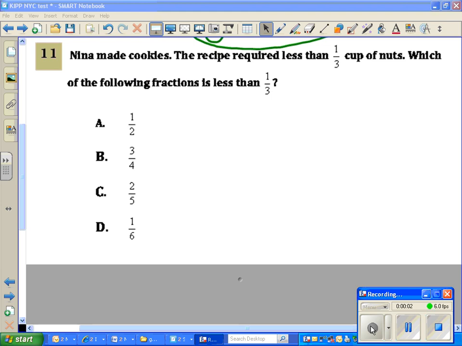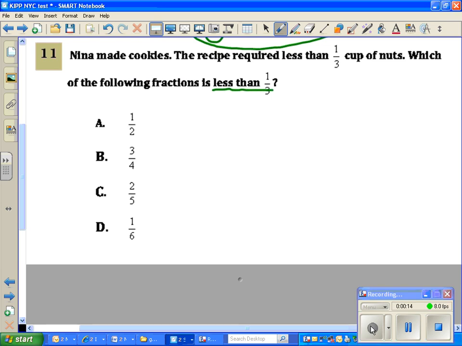Okay, question number 11. Nina made cookies. The recipe required less than 1/3 cup of nuts. Which of the following fractions is less than 1/3? So I'm looking for something that's less than 1/3.